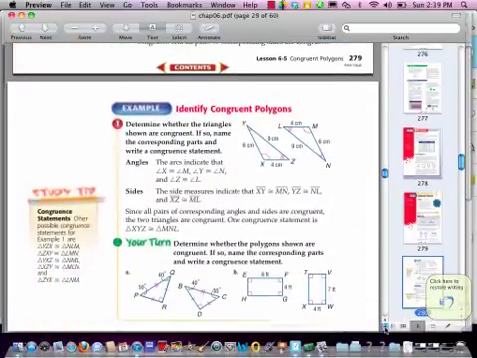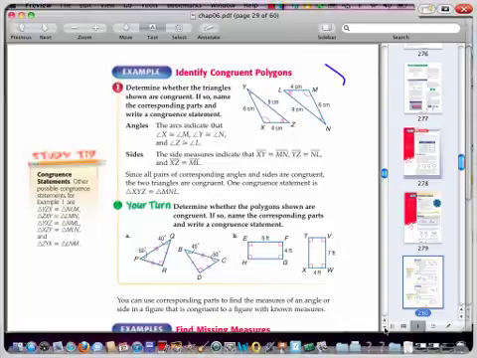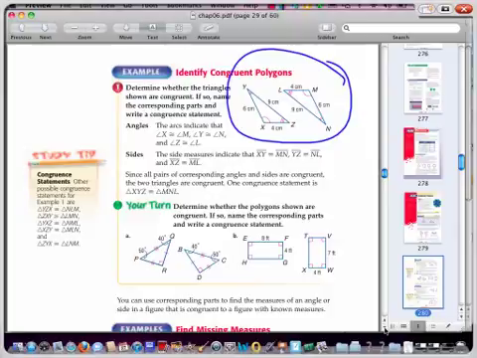All right, now let's take a look and see if we can figure out, are these congruent polygons? So we've got these two different polygons here. We've got these two right over here, and we want to know, are they congruent? And in order for them to be congruent, we've got to get all the angles to be congruent. So let's take a look.